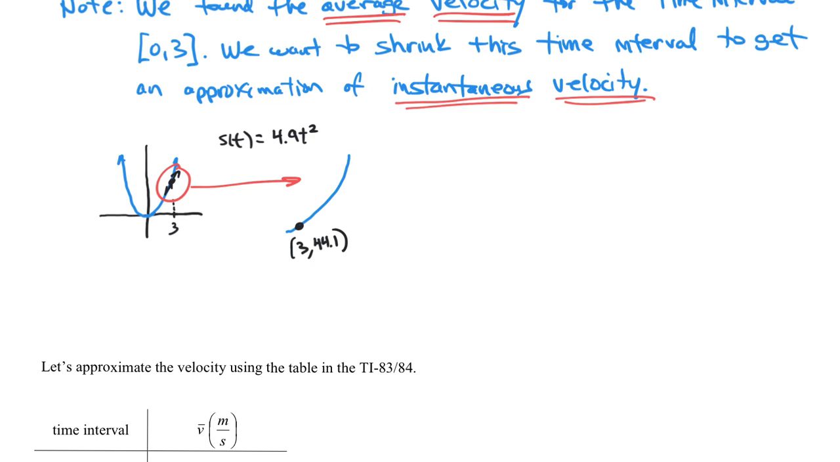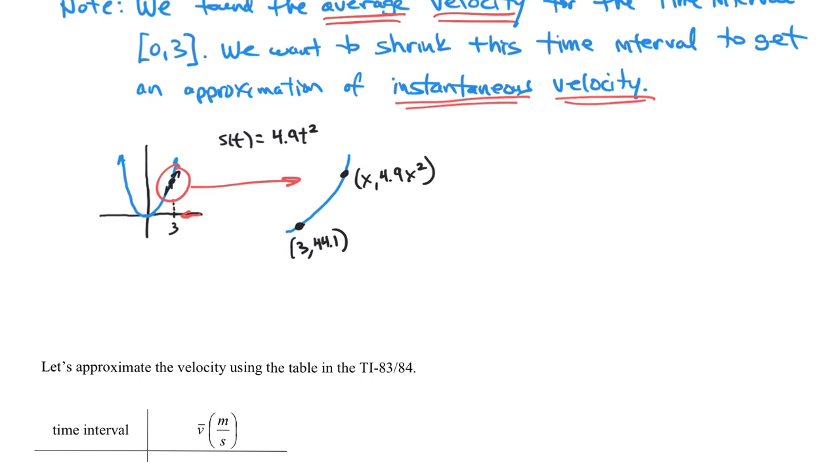So what we're going to do, though, for our example, is come in from values a little bit bigger than 3. We're going to approach 3 over here to get another point up here on the curve. So it'll look like this. Here's our other point, which we'll just call x, and then 4.9x squared, right? Because here's our function. So whatever I plug in for x, I'm going to go 4.9x squared to get the y coordinate.